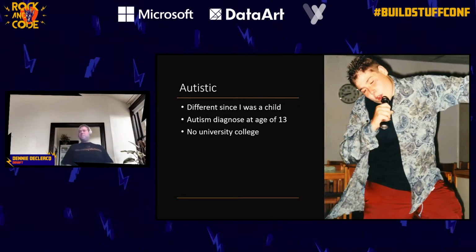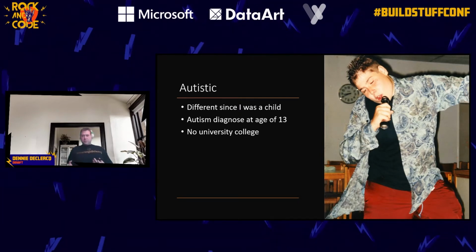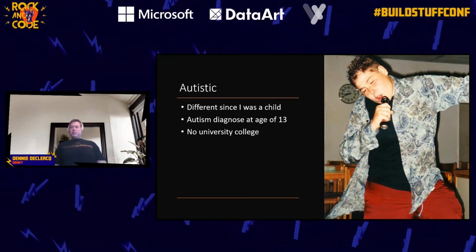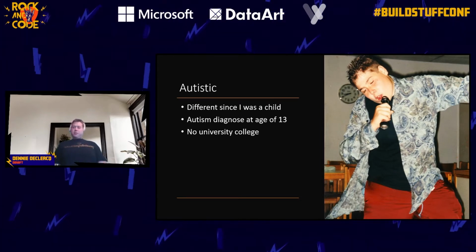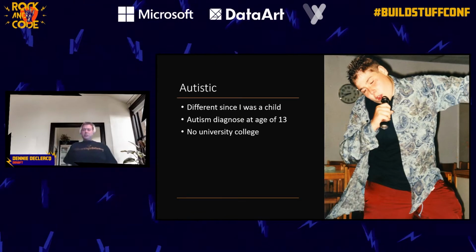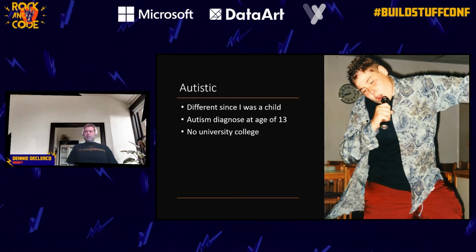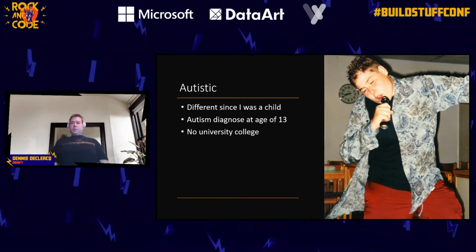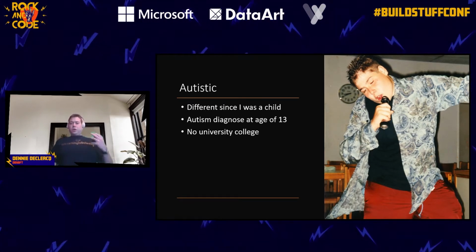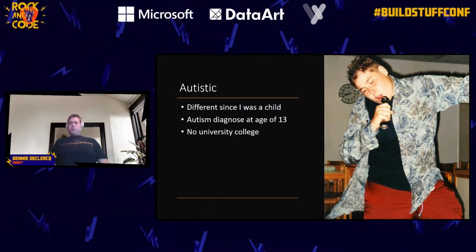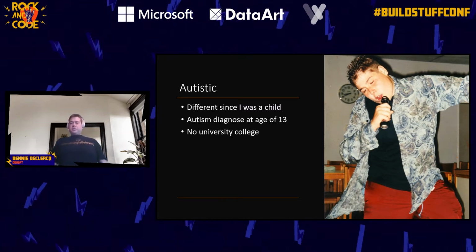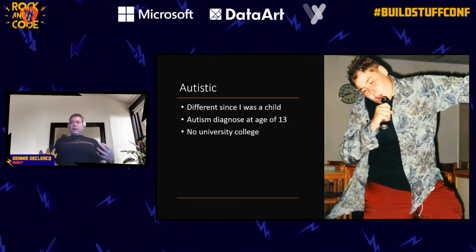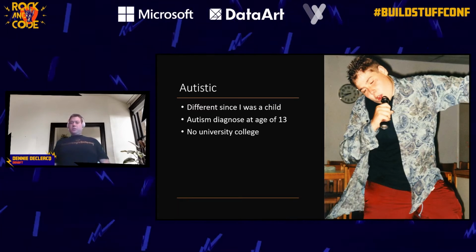And I'm autistic. And that means in my scenario, as a child, I was always different. And when I was 13 years old, I got my autism diagnosis. I went to a school for autistic teenagers, and I had a big interest in IT. I wanted to be a programmer, but unfortunately, the school I went to discouraged me and my parents from going to university college. Why? Because the level of math in that school was way too low.